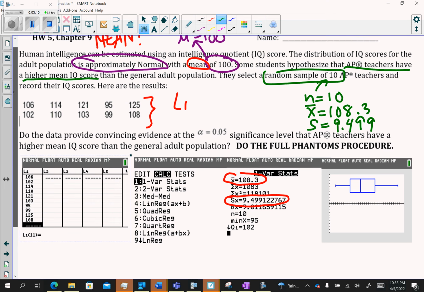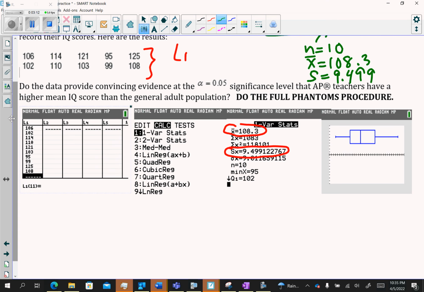So it says, do these data provide convincing evidence? Evidence is going to be your p-value at the 0.05 significance level, so that's your alpha level, that AP teachers indeed have a higher mean score. So higher score, so that's going to be your direction of your alternative hypothesis. It's going to be a greater than sign. Okay, so we're going to do the full PHANTOMS procedure.